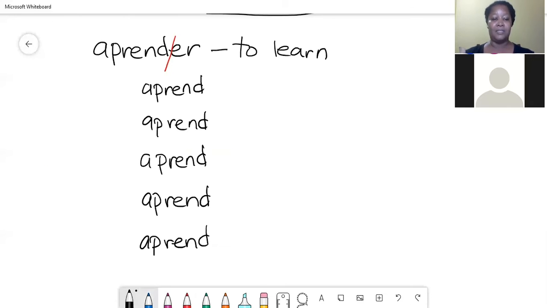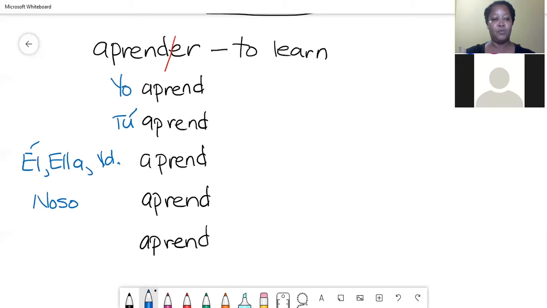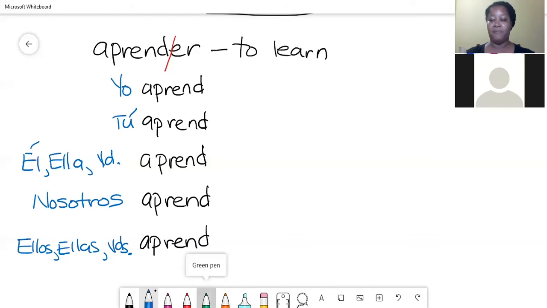Step 4, let's insert our pronouns. Yo, tú with the accent on the U, él with the accent on the E, ella, usted, nosotros, ellos, ellas, ustedes.